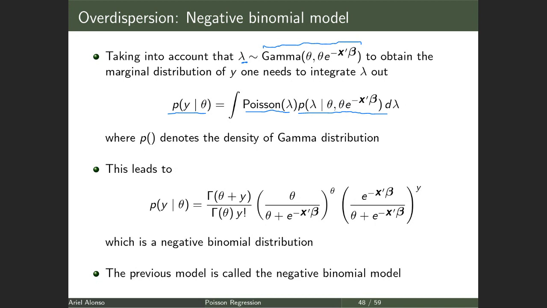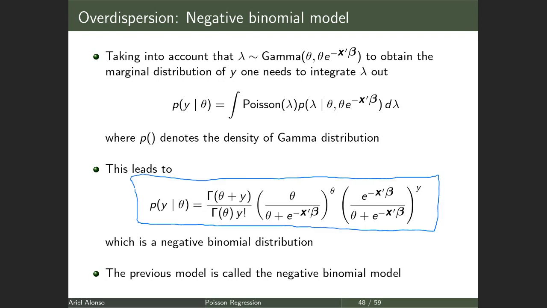Now, marginally, what is the distribution of your counts? What is the distribution of y? Well, you need to integrate out the random lambda, using the gamma distribution you get over here. When you calculate this integral, that will be the marginal distribution of your y. And here it is. This is the marginal distribution of y, and this is just a negative binomial distribution. So essentially, you don't need to make all these derivations and assume that you model the mean of a Poisson as a gamma. You don't need to do that.